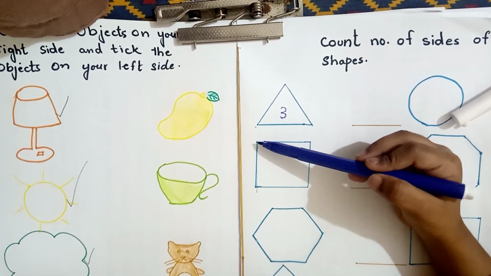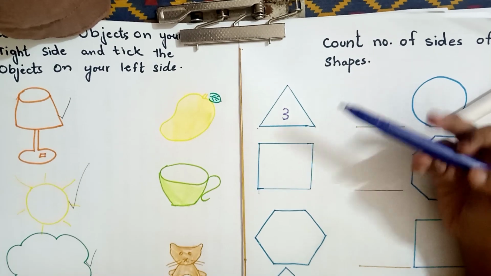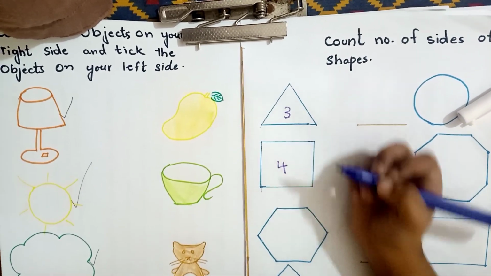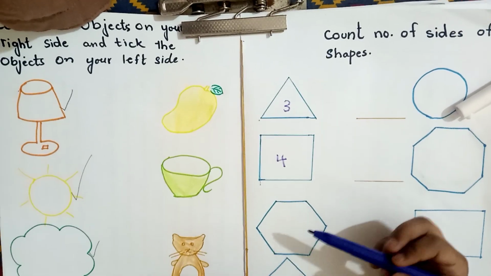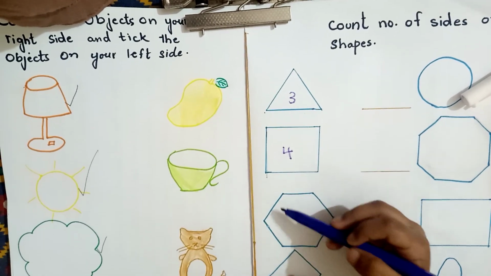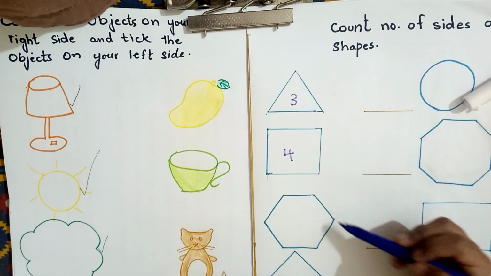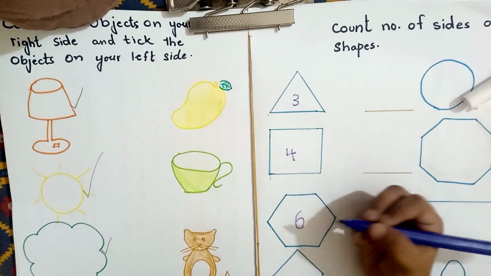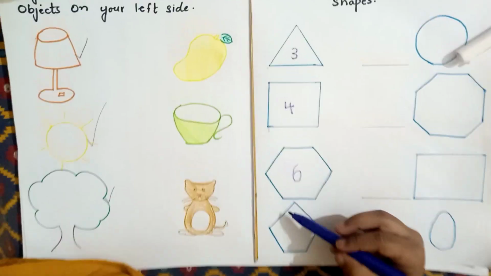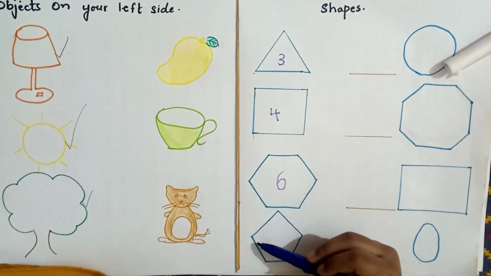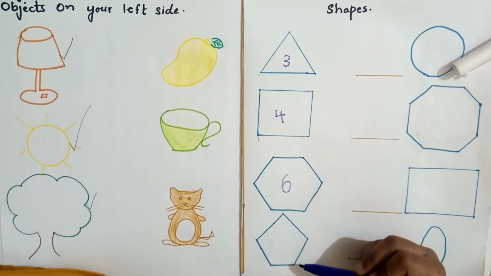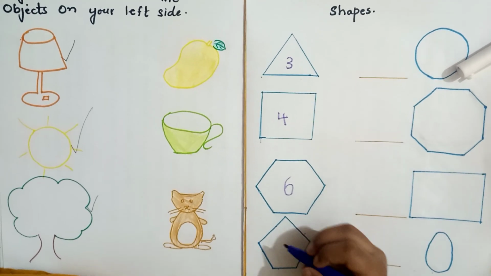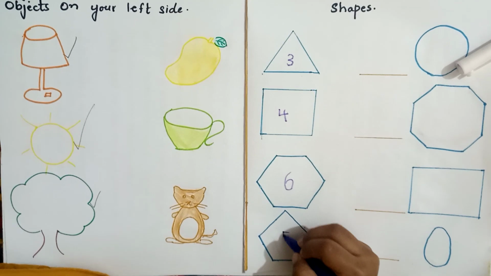This is coin. Coin has 1, 2, 3, 4 sides. This is hexagon. 1, 2, 3, 4, 5, 6. 6 sides. This is pentagon. 1, 2, 3, 4, 5. 5 sides.